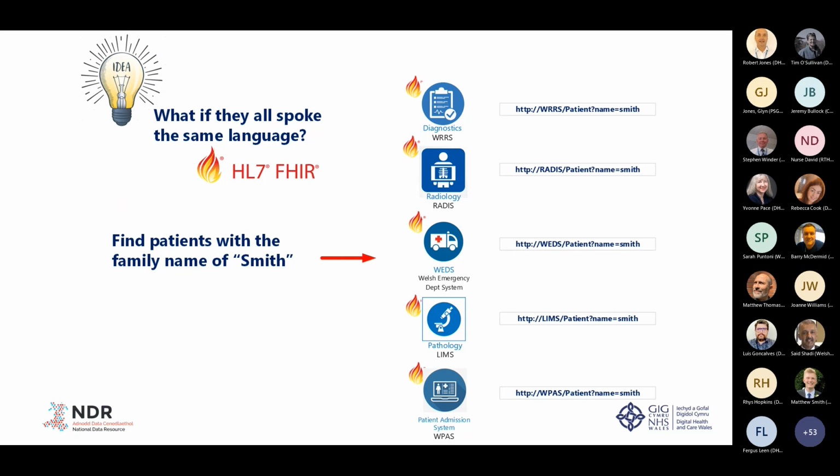Now I've used the example on the right there as if they were all separate FHIR repositories in their own right. But of course, as we go down the journey, we could end up using an Uber FHIR repository that contains all that data.